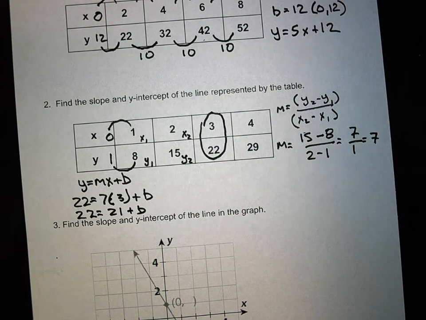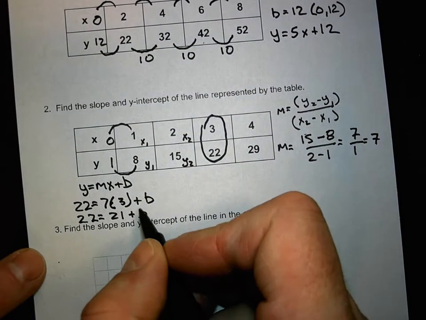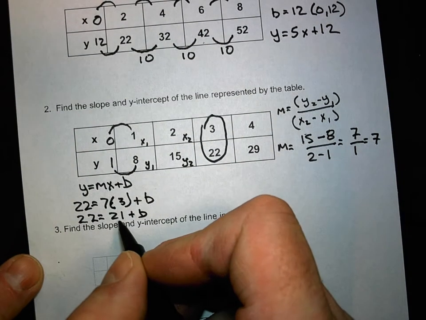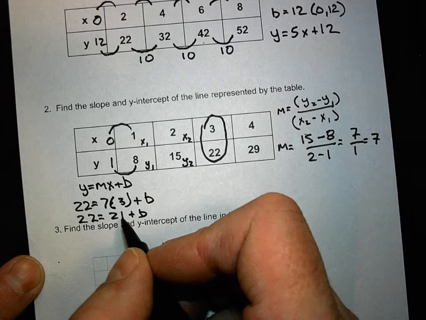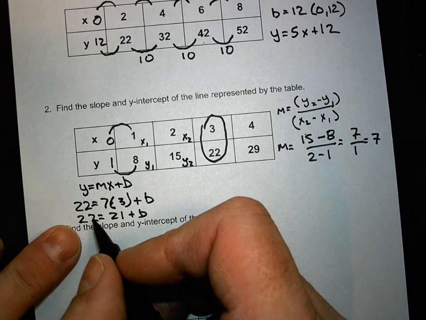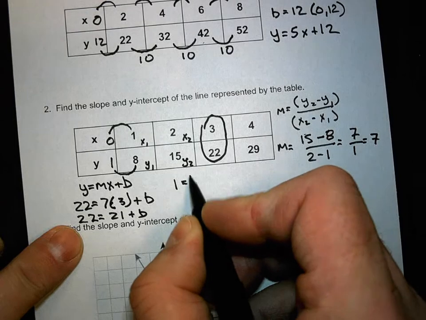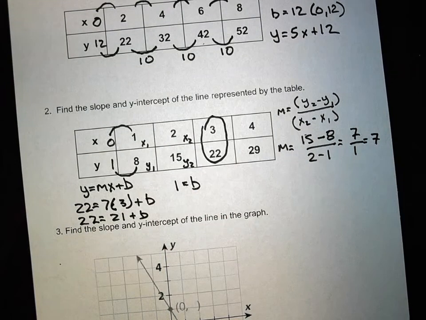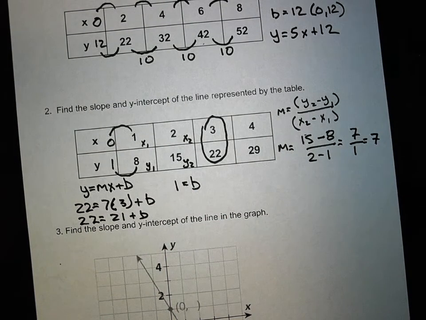Now, how would I get the 21 off the side with b? We're looking at an equation just like we looked at before, right? We've seen these equations. We know that we can do anything on one side, we can do the other. So if I want to get b all by itself, how do I get the 21 off this side? Subtract 21 from both sides. So this one will go away. What's 22 minus 21? 1. So 1 equals b.